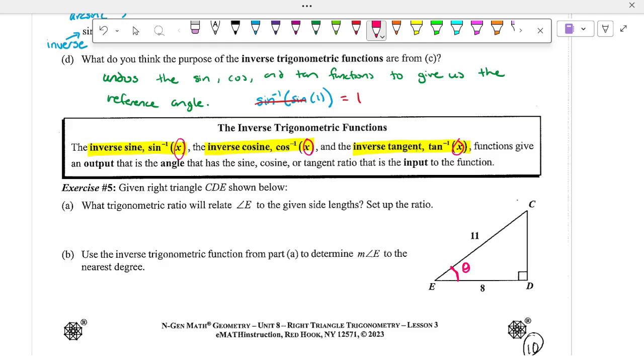So, in reference to angle E, 8 is our what side? Adjacent. 11 is our what side? Hypotenuse. So we're given the adjacent and hypotenuse. So what trig function am I using? Cosine. So I'm going to write this as cosine of theta, because we don't know what it is, equal to what? What's the ratio? 8/11.